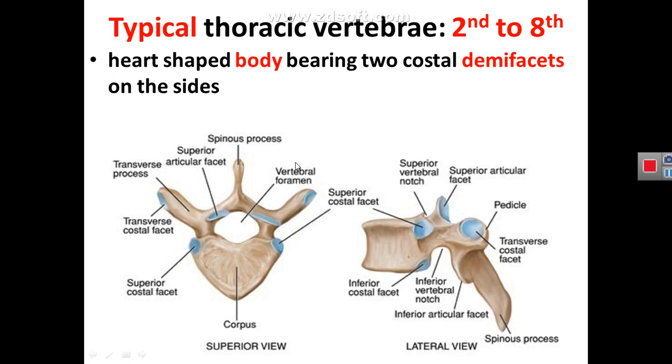Again, just like the ribs, we have to classify the vertebrae of the thorax into typical and atypical. The typical vertebrae are from number 2 to 8, T2 to T8. The osteological features of the typical thoracic vertebrae include the following. First, the body of the typical thoracic vertebra is heart-shaped, and on the sides of the body are demifacets for articulation with facets of the ribs.